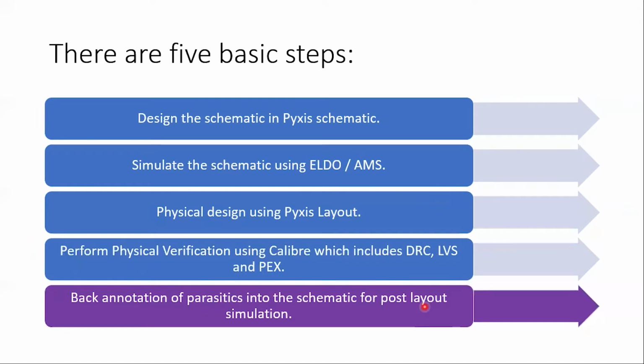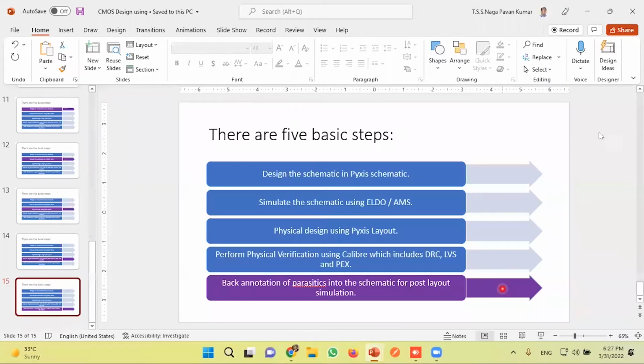So after completing the drawing of the layouts and verification by using Calibre, we do the post layout simulation process. These are the 5 steps we have generally. So without any delay, let us enter into our Mentor Graphics tools.